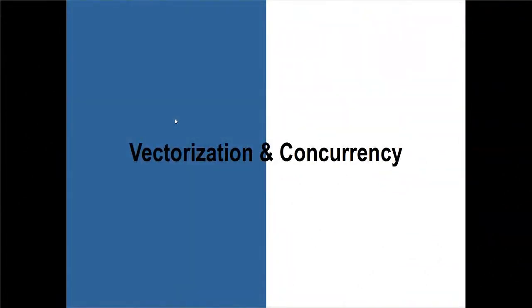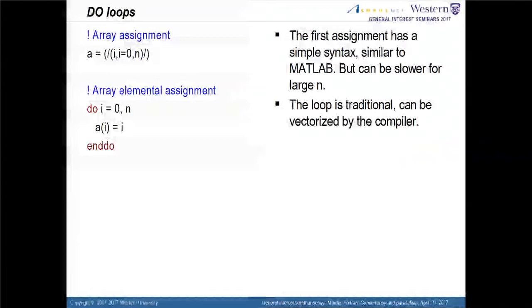Now let's move on to vectorization and concurrency, the second part of this talk. First, what we see here is an array assignment. The first assignment has a very simple syntax similar to MATLAB, but this can be a little slower for large N. So what's happening here is we declare the array somewhere before, and then we assign the value, which is a sequence of integers from 0 to n, to the array elements with a single line.